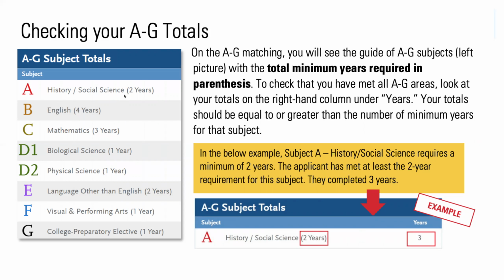If you see that it says 1 year of history completed, that means that maybe you forgot to assign yourself an A through G letter to one of your courses that you added to your application. You'll have to click on edit A through G courses, and then it'll allow you to go through and look to see what letter you assigned for each course. It could be the case that you just forgot to do it. So before moving on to the next section, just make sure that you have fulfilled all of the minimum years for each of the subject categories.